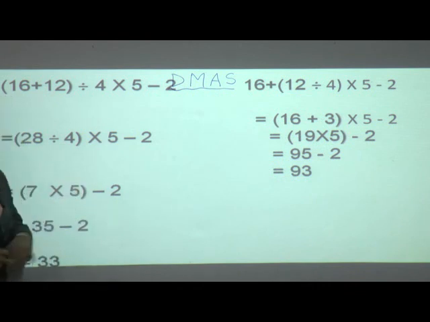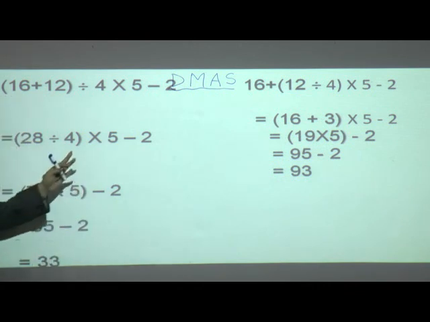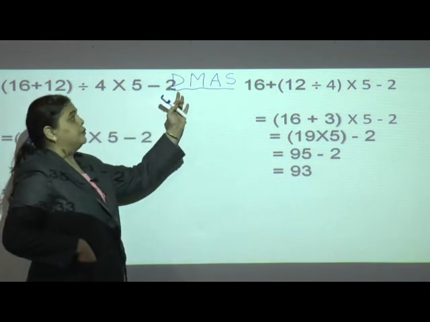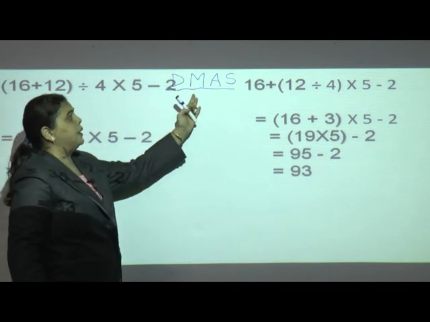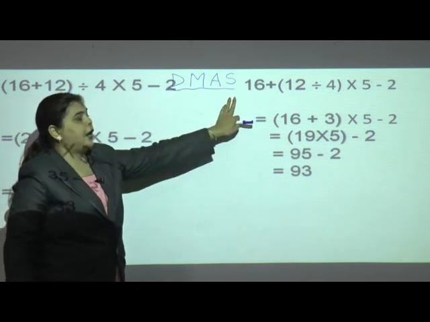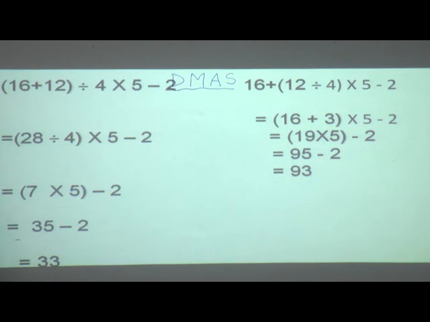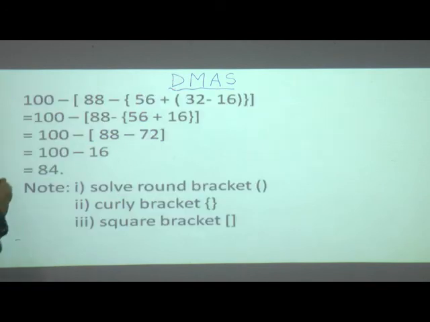Same steps what we had followed here, which we had done in the previous. Because without operation, stepwise rules you have to follow for the operations. First division, multiplication, addition, subtraction. So I think everyone understood. We will go for one more example.